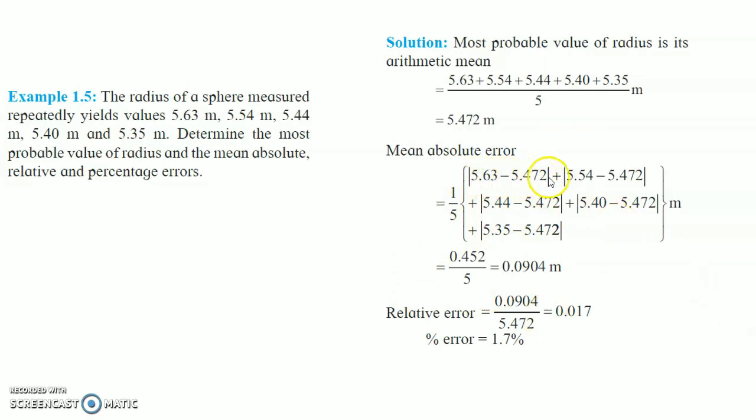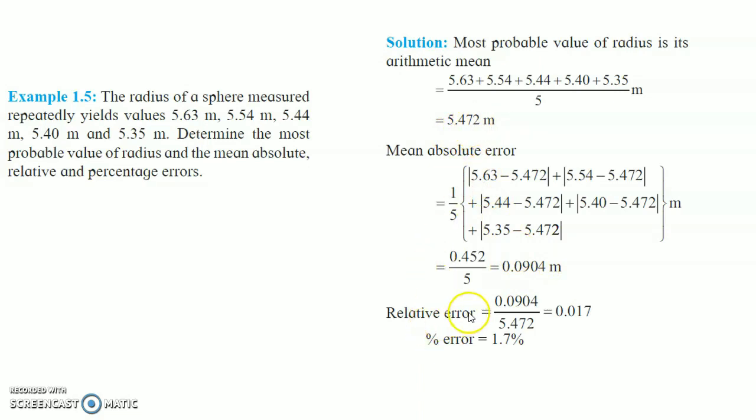So this modulus sign indicates that when these two numbers are subtracted, even if the answer comes out to be negative, still you will be writing it as positive. After solving this, we get the mean absolute error as 0.0904 meter. So this is the value which is most close to the actual value, and this much is the error in the measurement of this value.